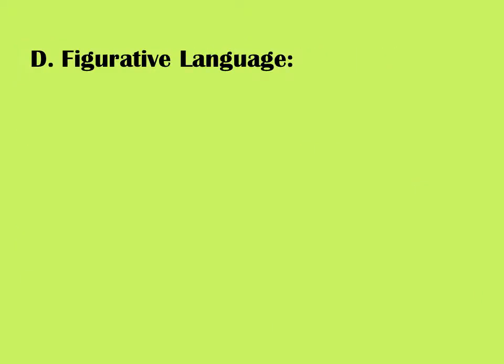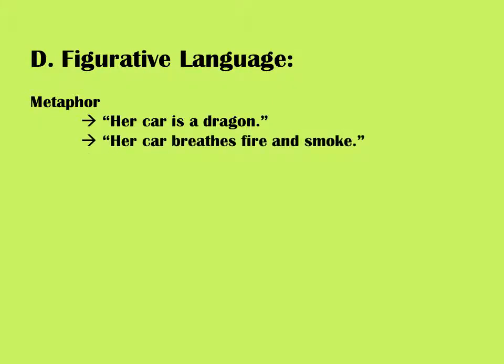Last thread is called figurative language thread, and I'm just going to go over some figures of speech, not all. Metaphor, comparison between two things that's sometimes direct or sometimes implied. Here's a direct one. Her car is a dragon. And here would be an implied one. Her car breathes fire and smoke. They're both saying the same thing. One's implied, one's direct. Now a simile just usually uses some specific words to make the comparison explicit. Her car is like a dragon.